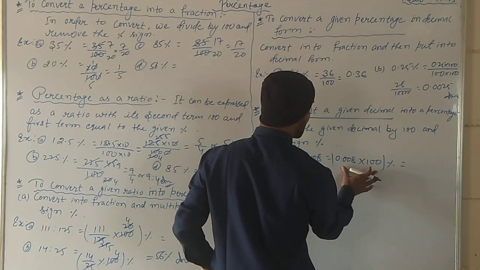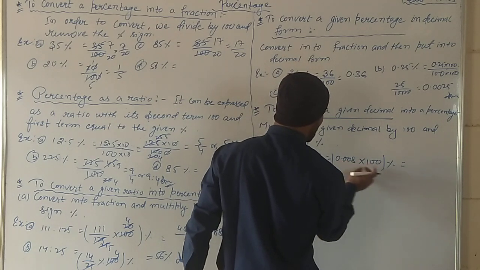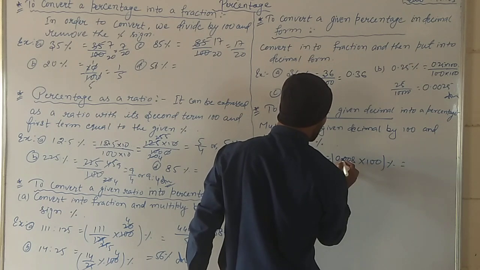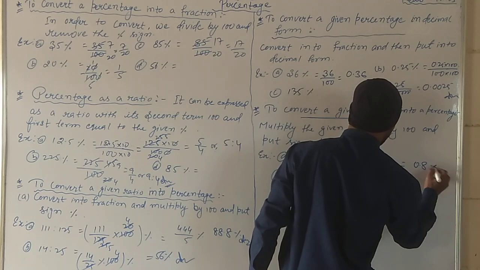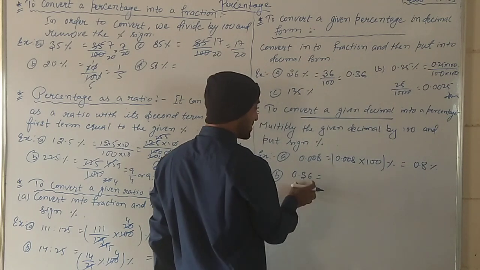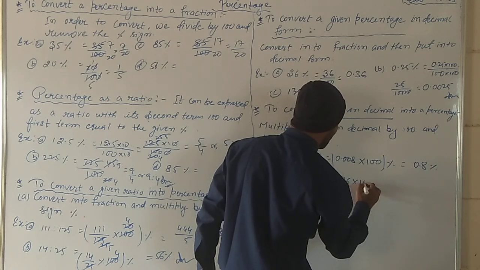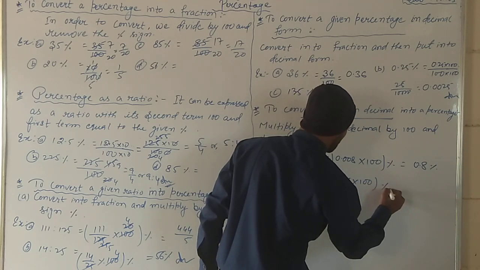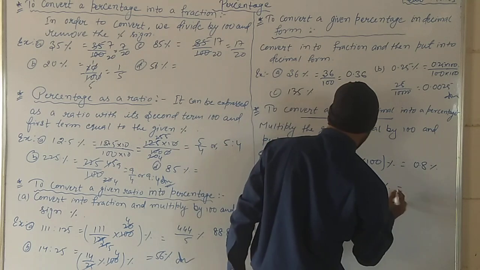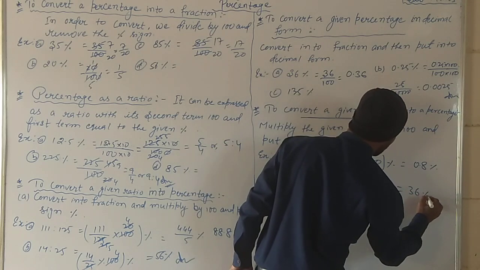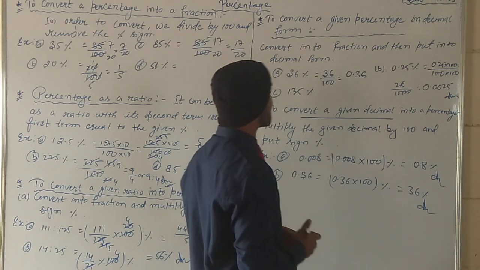See, when this is multiplied, what will the terms be? It is 3 digits and it is 2 zeros. So when the multiplication is done, it will be reduced from here. And what will the answer be? 0.8%. Next, 0.36. So 0.36 into 100. It is percentage. How many zeros? 2 zeros. This will eliminate and it will be 36%. It is the answer.